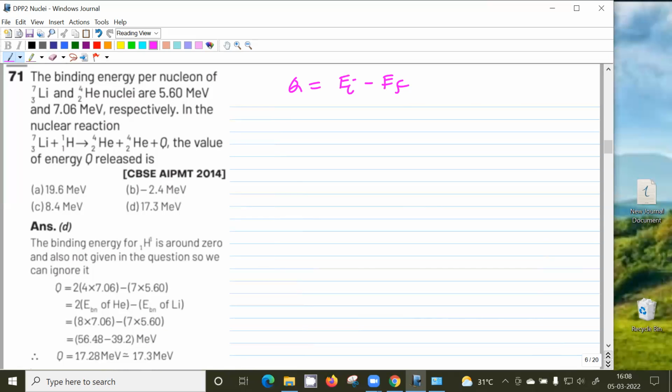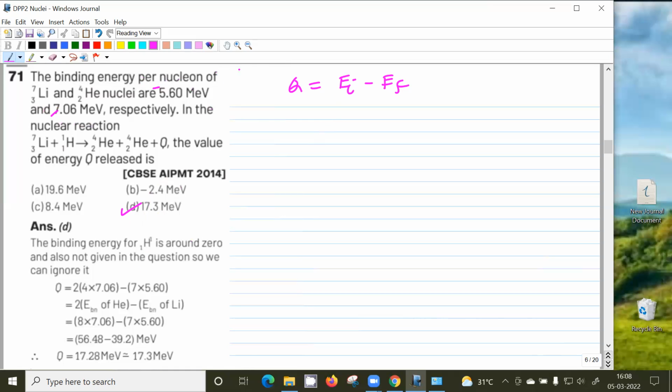17.3 mega electron volts minus. There is no minus sign. Actually, binding energy is negative. Okay, but they don't say it because it's understood.